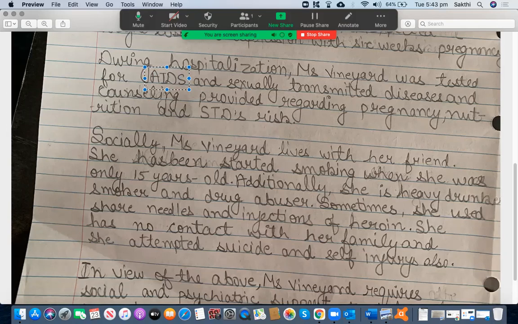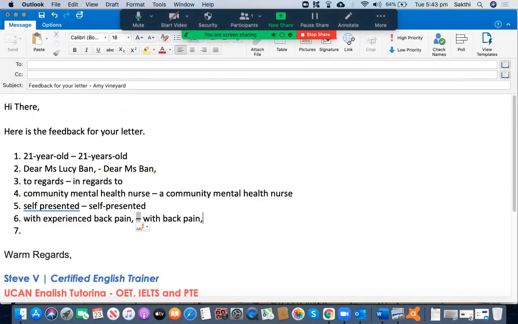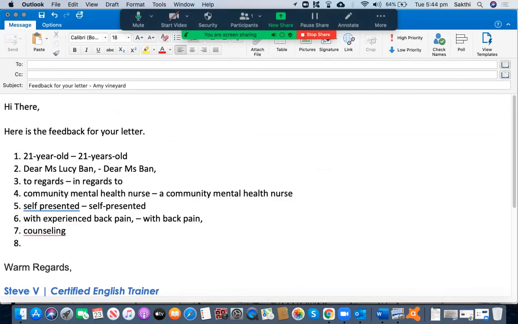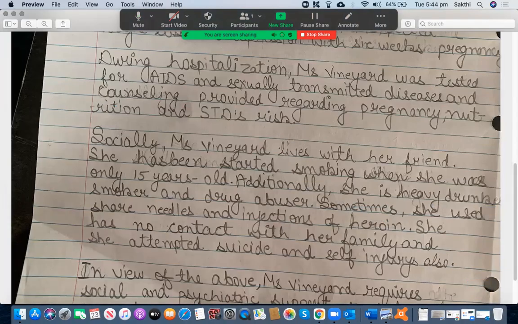Nutrition and STDs risk. Okay, so what you could have done is, counseling cannot be provided itself, and then there is another spelling mistake as well. Anyway, let's go through that one by one. So counseling, this is what you have written. Sorry, there's only one L. Counseling provided. What you should have done is write counseling, there's going to be 2 Ls. Counseling was provided. That's what you have to mention. Okay, let's go to the next one. So counseling was provided regarding pregnancy, nutrition, and STDs risk.